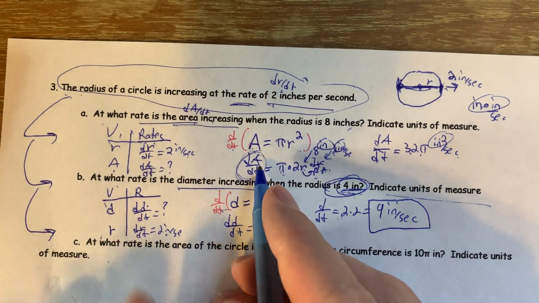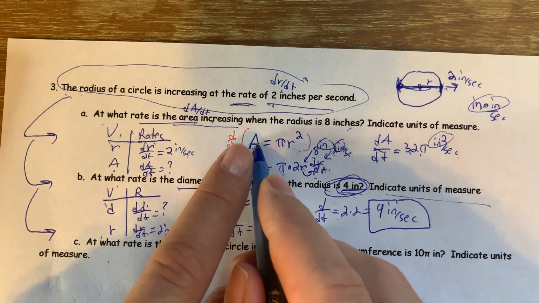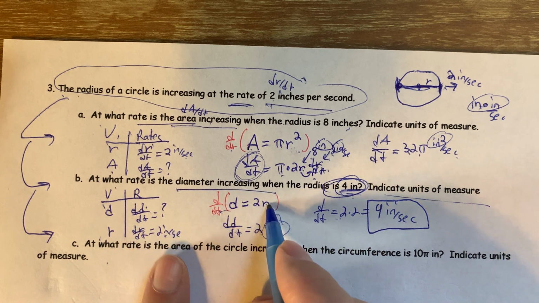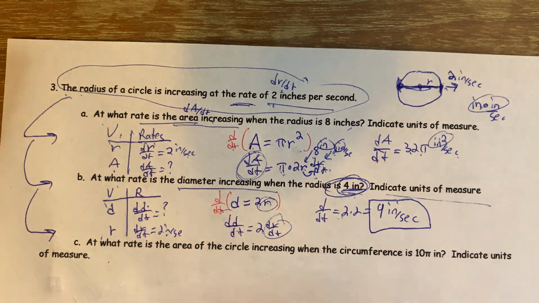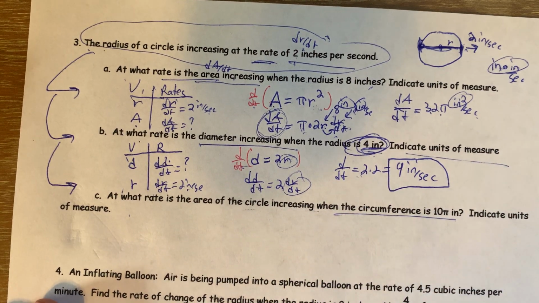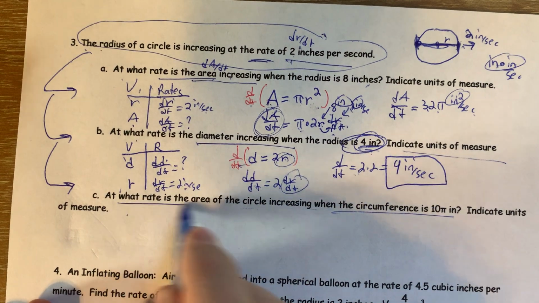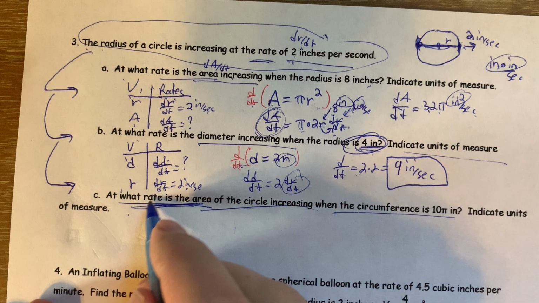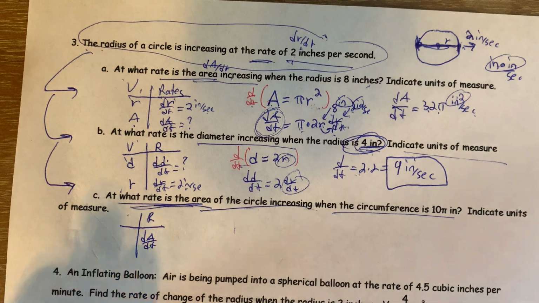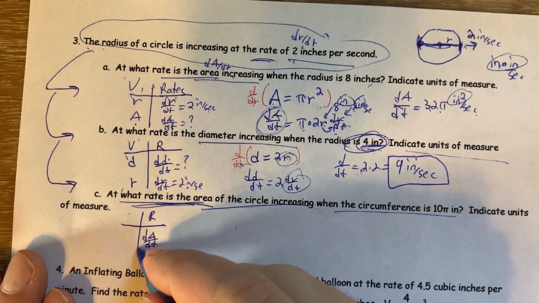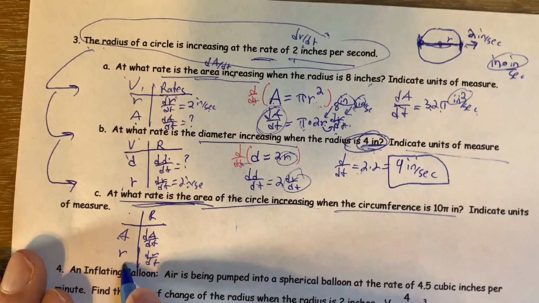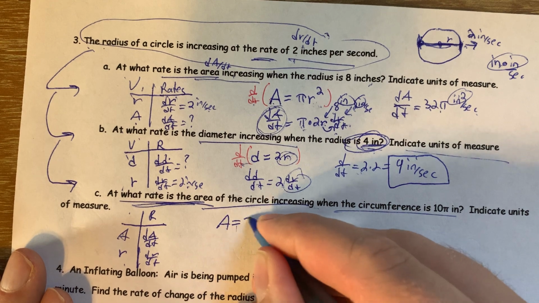So when we are looking for dA dt, we need a relationship between A and the rate that we have. When we're looking for dD dt, we need a relationship between D and the rate that we have. So at what rate is the area of the circle increasing when the circumference is 10 pi inches? So here's our rate, dA dt. I want you guys to be able to solve these on your own. So dA dt, and we have dr dt. So we need a relationship between A and R. So what is the area of a circle? Well, the area is pi r squared.